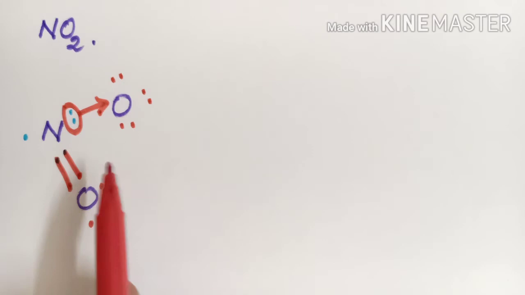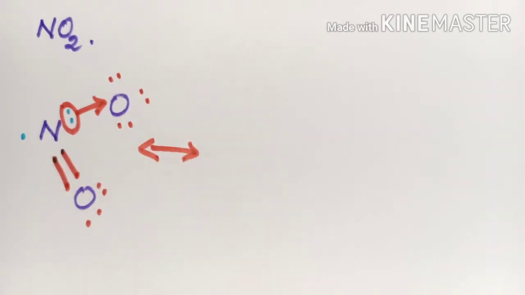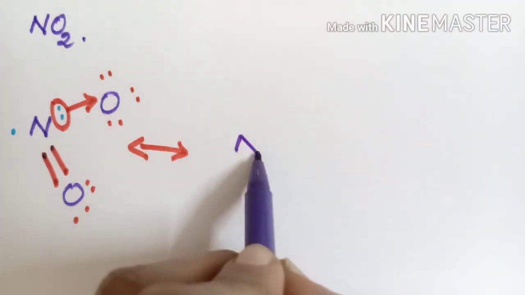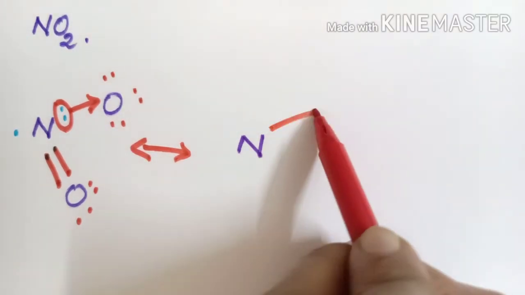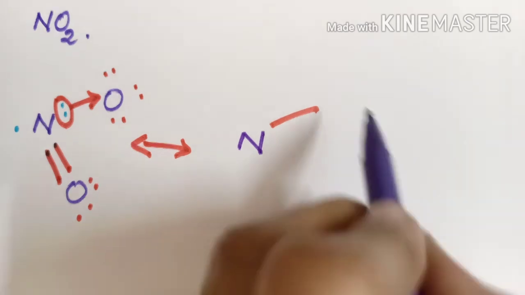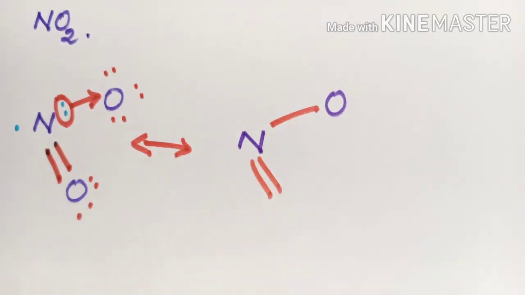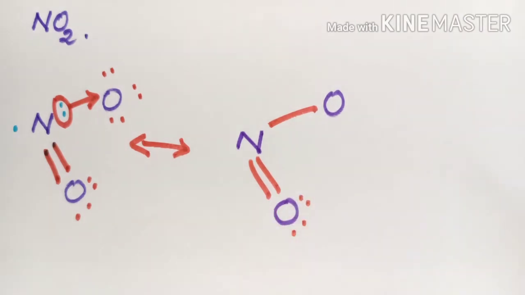Now once I convert the coordinate bond into a single covalent bond, you find that there will be charge separation. So the structure becomes N single bond O, and this becomes double bond O. The total number of electrons here becomes 1, 2, 3, 4, 5, 6. So that means this oxygen is neutral.